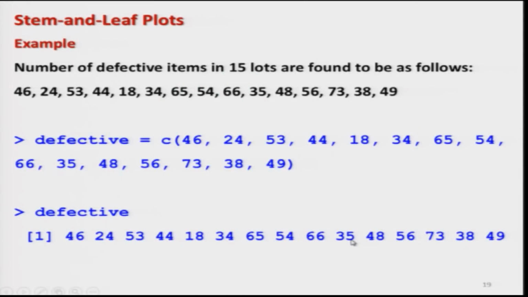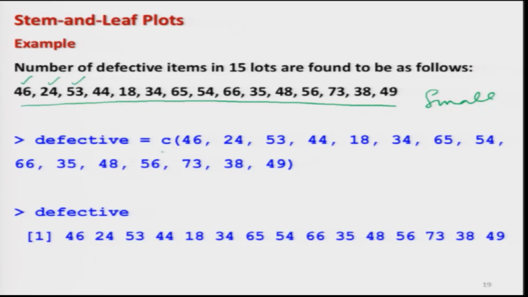So, let me take an example and try to understand it. Suppose there are 15 lots of an item, and the number of defective items in those lots are found to be as follows. There are 46 defective pieces, 24 defective pieces, 53 defective pieces, and so on. That is a small data set consisting of only 15 values, and we would like to construct the stem and leaf plot for this data set.